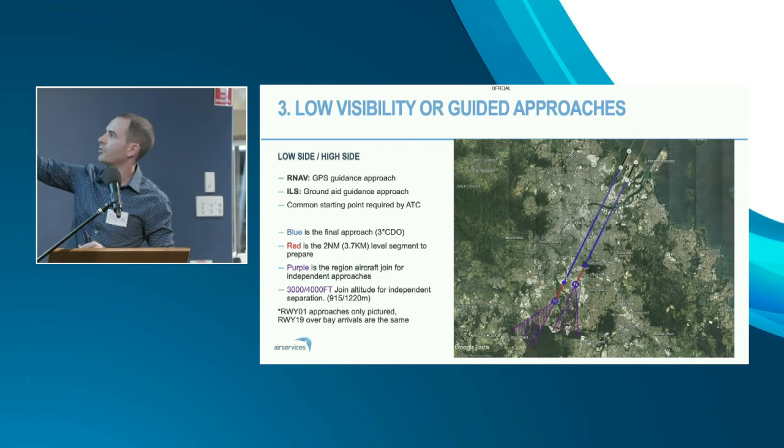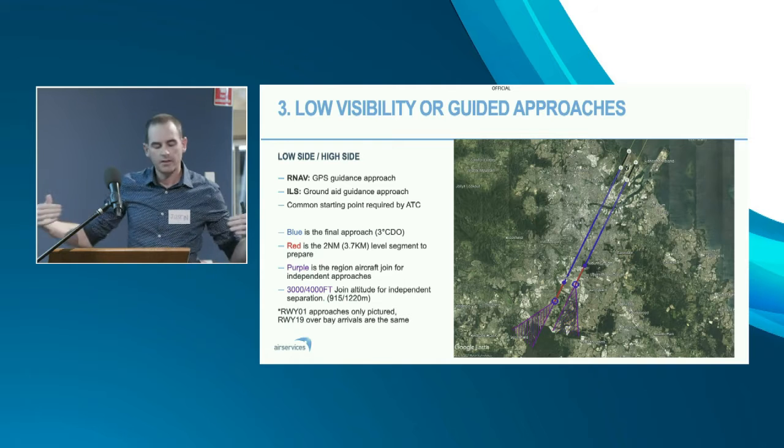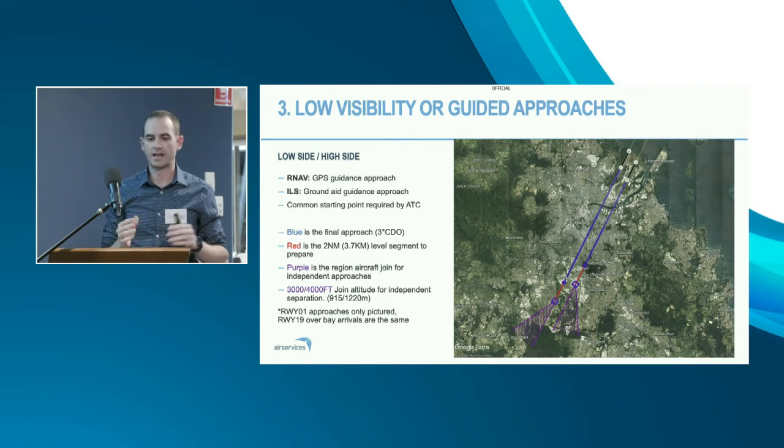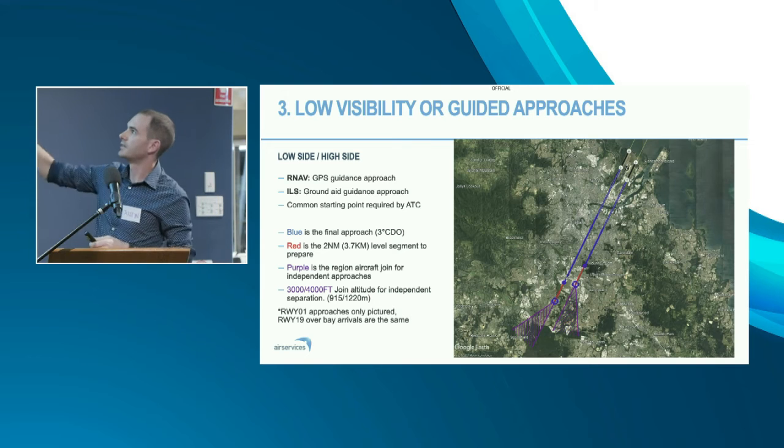And then the segment prior to that, this little hatched region, is where aircraft can join onto these approaches and then be completely separated from each other in a way that they can both land at the same time, and safety is assured, separation is assured, and they do that landing very safely. So that's our longer approach.